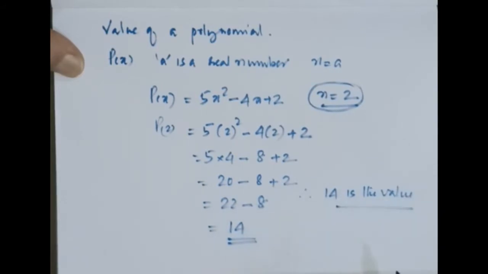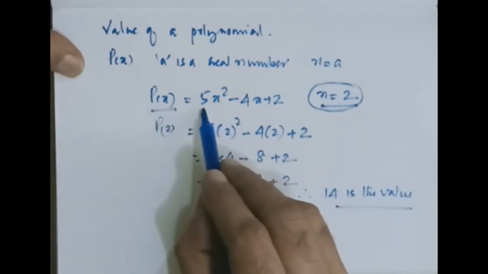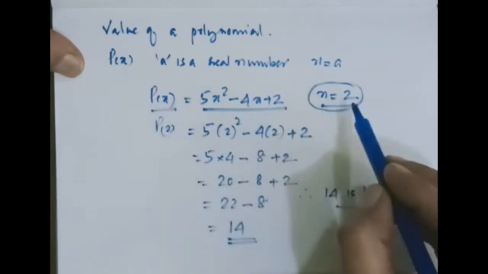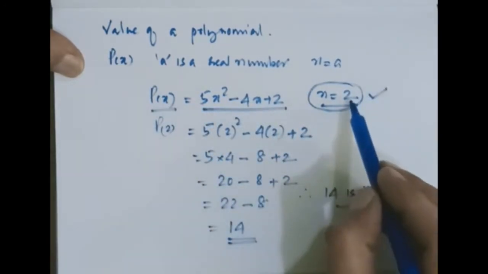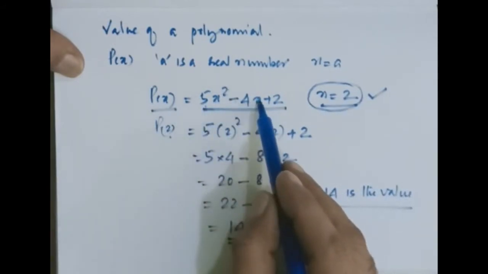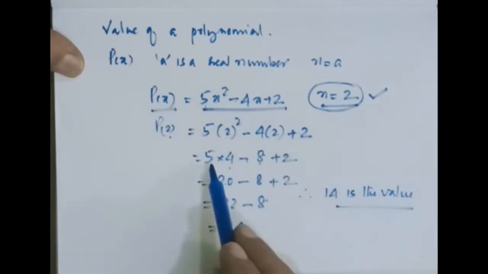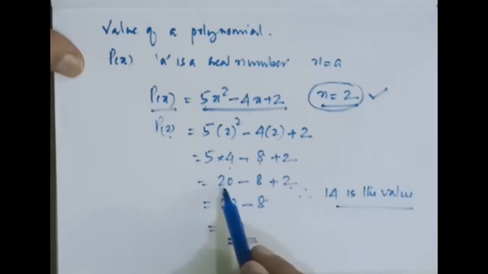That is, if p(x) is a polynomial in x and a is a real number, then the value obtained by putting x equal to a in p(x) is called the value of p(x) at x equal to a. Consider the example p(x) equal to 5x square minus 4x plus 2 and the value of x equal to 2. Let us replace x by 2, that is p(2) equal to 5 into 2 square minus 4 into 2 plus 2. So 5 into 4 minus 8 plus 2. So 20 minus 8 plus 2. Using BODMAS principle, first addition. So 20 plus 2, 22 minus 8, which is equal to 14.